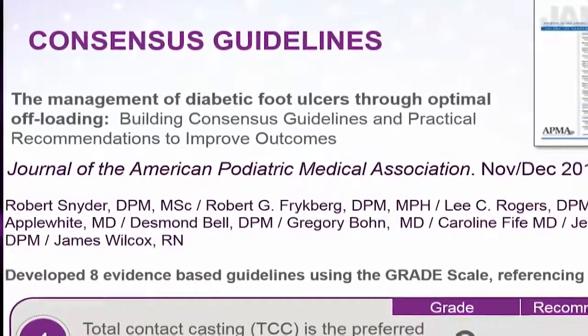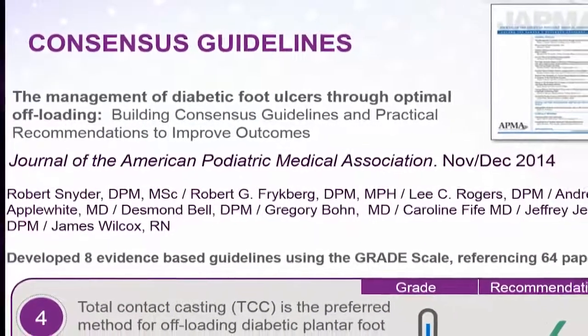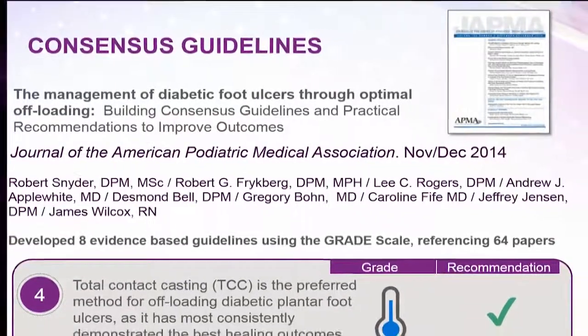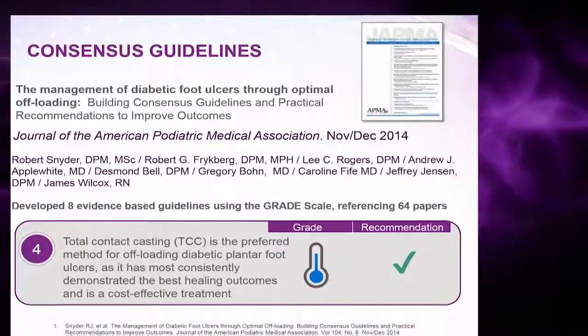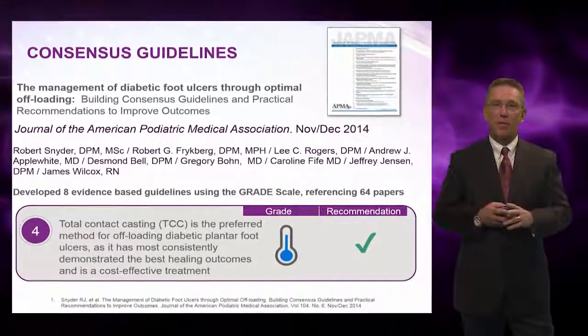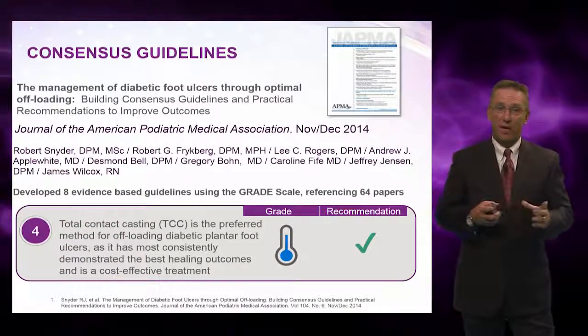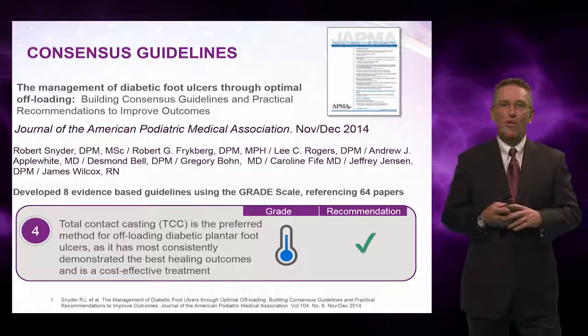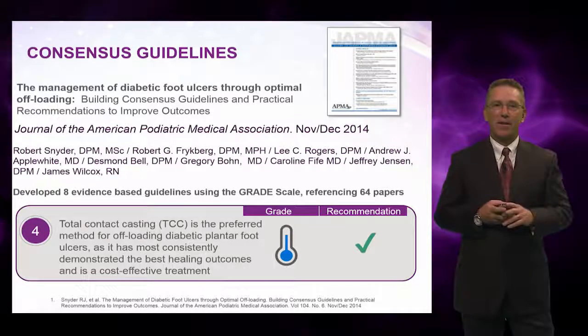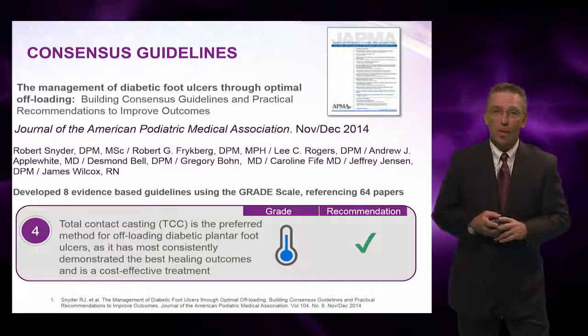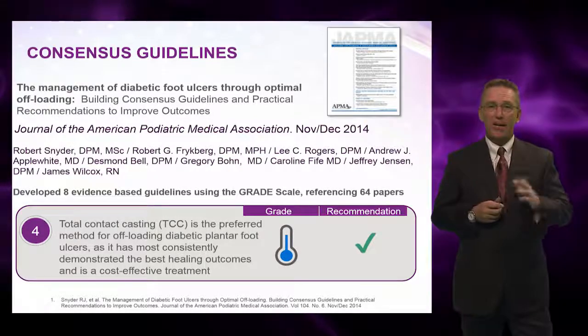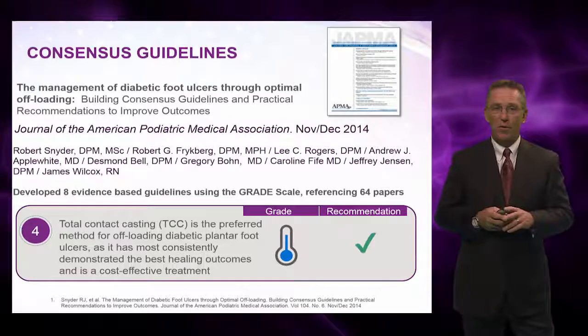In fall of 2014, consensus guidelines were established, and this was published in the American Podiatric Medical Association Journal. We brought together a consensus panel of physicians to Philadelphia in 2013. We developed 8 evidence-based guidelines utilizing the grade system for scaling, referencing 64 papers. There were 8 of those guidelines, but I wanted to just share number 4 with you today.